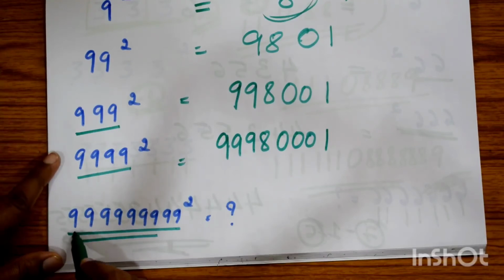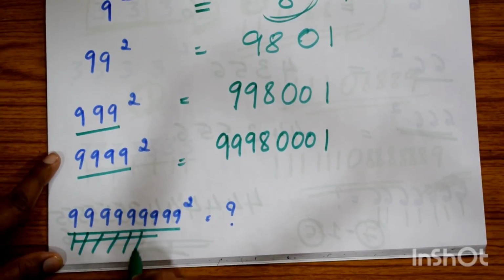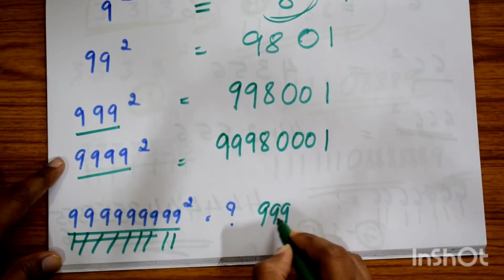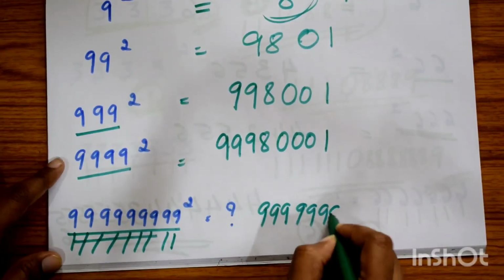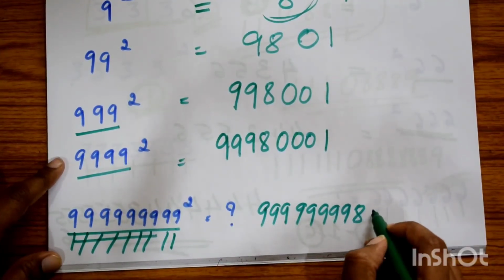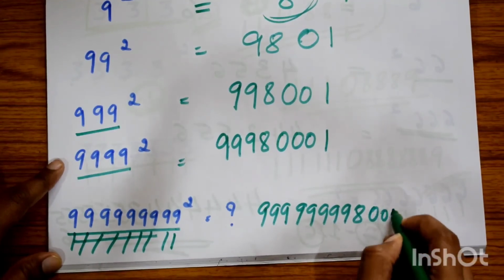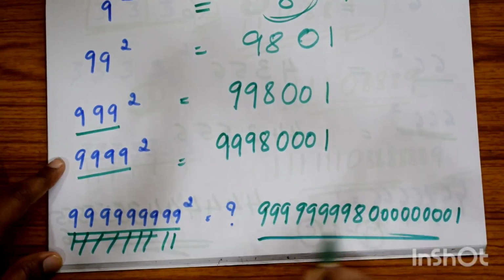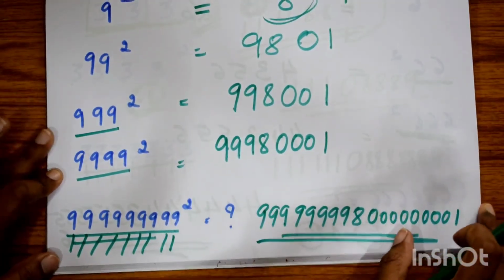So let's answer this. How many digits are there? 1, 2, 3, 4, 5, 6, 7, 8, 9. 9 digits are there. So minus 1 is 8 times you have to repeat. 9 eight times, then 8 eight times. And 1 you will write. This is the answer. Right?